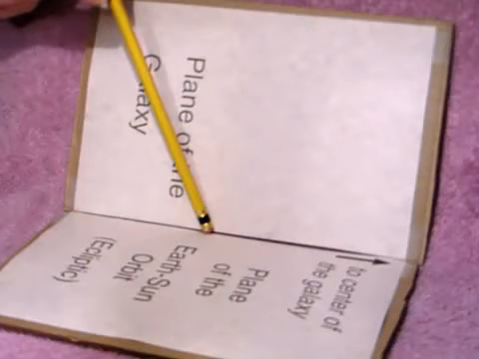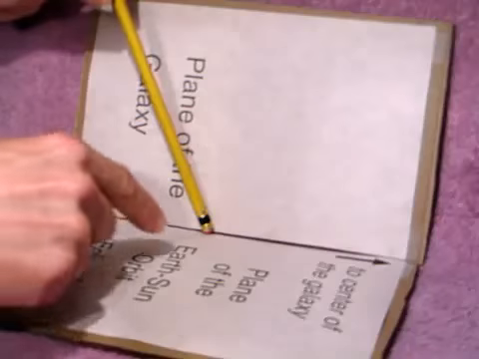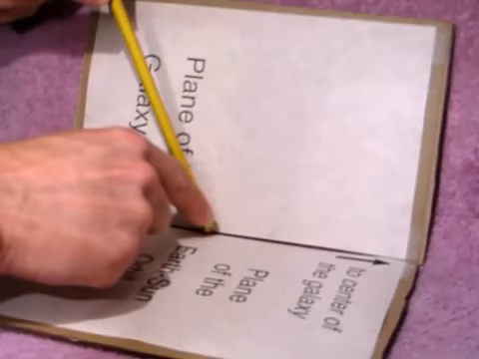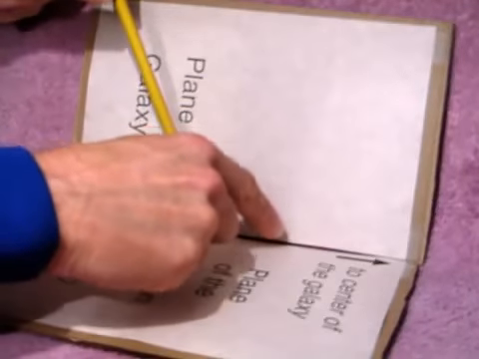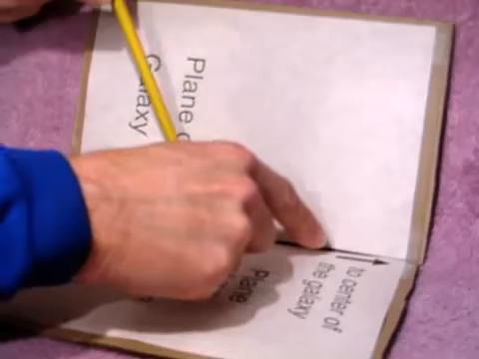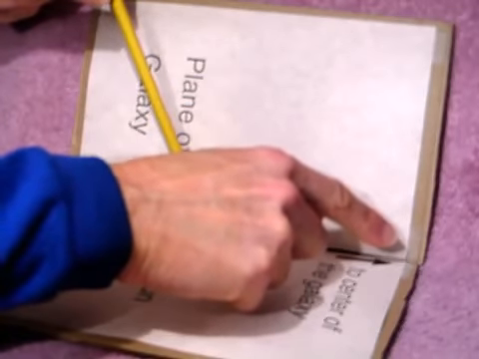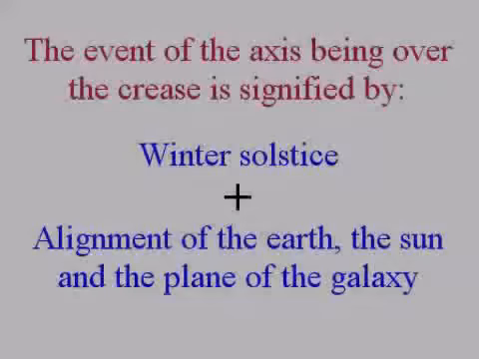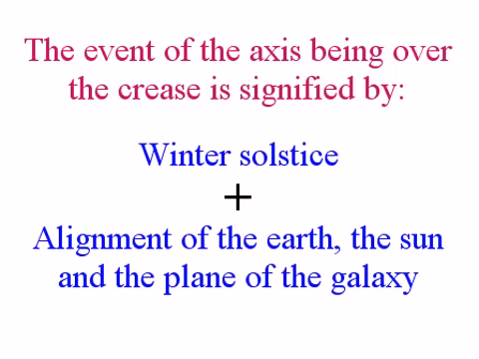This means that on this day, the sun is also on the crease, and that you can draw a line from the Earth along the crease to the sun, and then further out to the plane of the galaxy. So now we see that the event of the axis being over the crease is signified by the simultaneous occurrence of the winter solstice and the alignment of the Earth, the sun, and the plane of the galaxy.